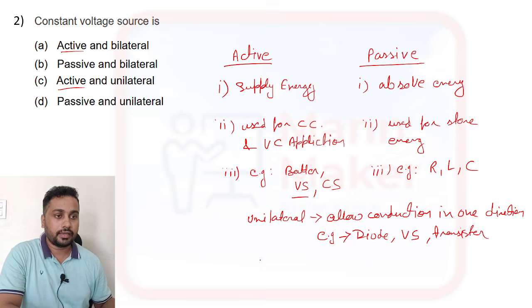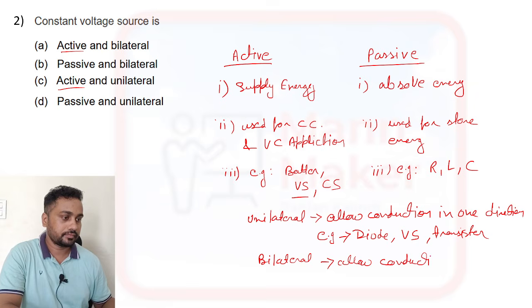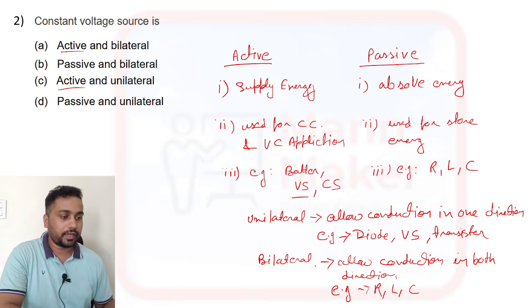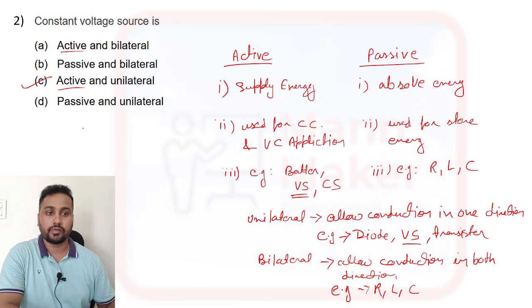Bilateral is just the opposite of this, meaning it will allow conduction in both directions. For example, R, L, C: resistor, inductor, and capacitor are bilateral. So here the voltage source is an example of unilateral, and the voltage source is an example of an active element. So option C is our right answer.